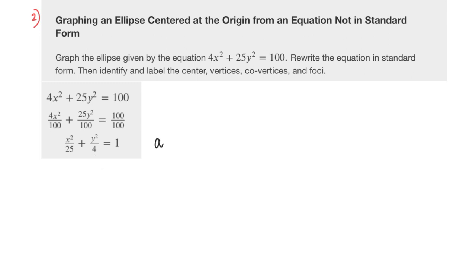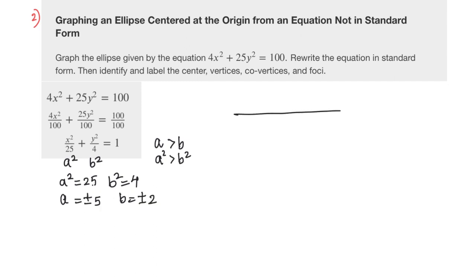And in ellipse, a is always bigger than b. That means a square always bigger than b square. So 25 is bigger than 4. So this is a square, this is b square. So we can say a square equal 25 and b square equal 4. We can briefly graph this before answering all these questions. Since the denominator of x square is bigger, the shape of the ellipse will be like this, and center it at 0, 0.